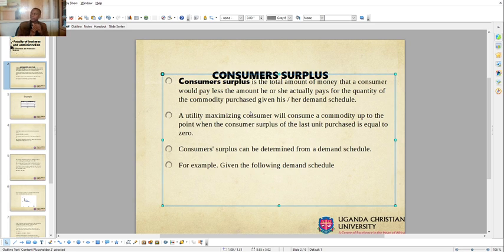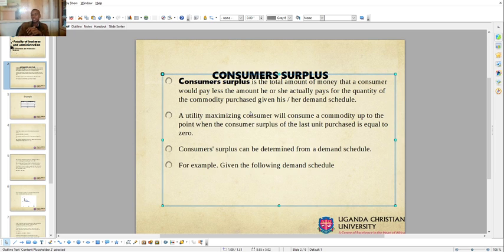It is the difference between what you're willing to pay and what you actually pay. It happens a lot. You go to the market to buy jeans. In your mind, you think jeans are at 100,000. You get a shock: you reach the market and find the jeans at 60,000. So you save something, you get some surplus. The difference between what you're willing to pay and what you actually pay is the consumer surplus. A consumer will consume a commodity up to the point where the consumer surplus on the last purchase is equal to zero.